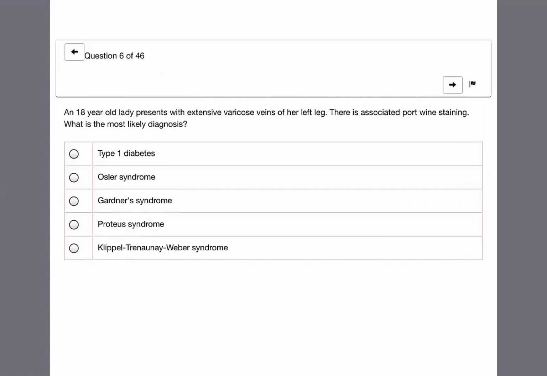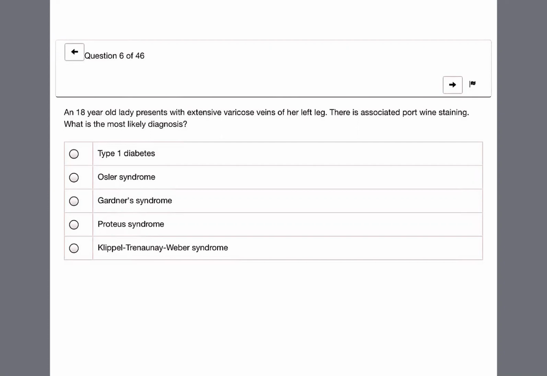An 18-year-old lady presented with excessive varicose veins of her left leg. There is associated port wine staining. What is the most likely diagnosis? A, type 1 diabetes. B, Osler syndrome. C, Gardner's syndrome. D, Proteus syndrome. And E, Klippel-Trenaunay-Weber syndrome. The answer is the last one, KTW syndrome.